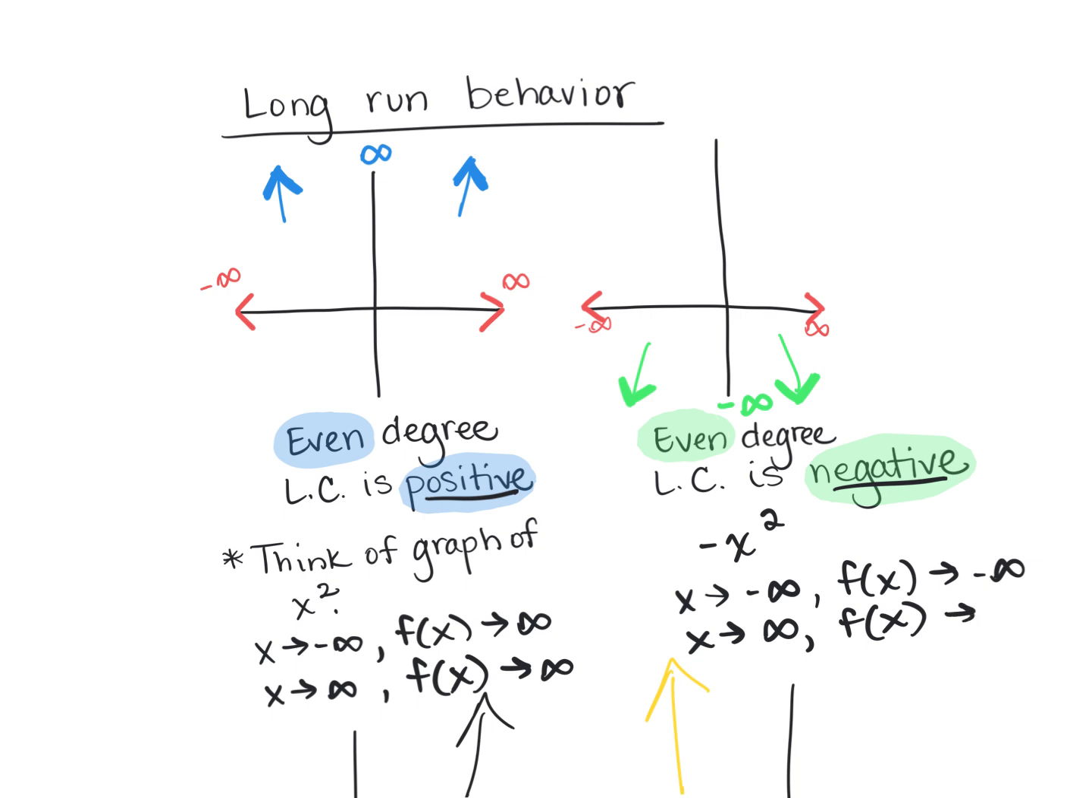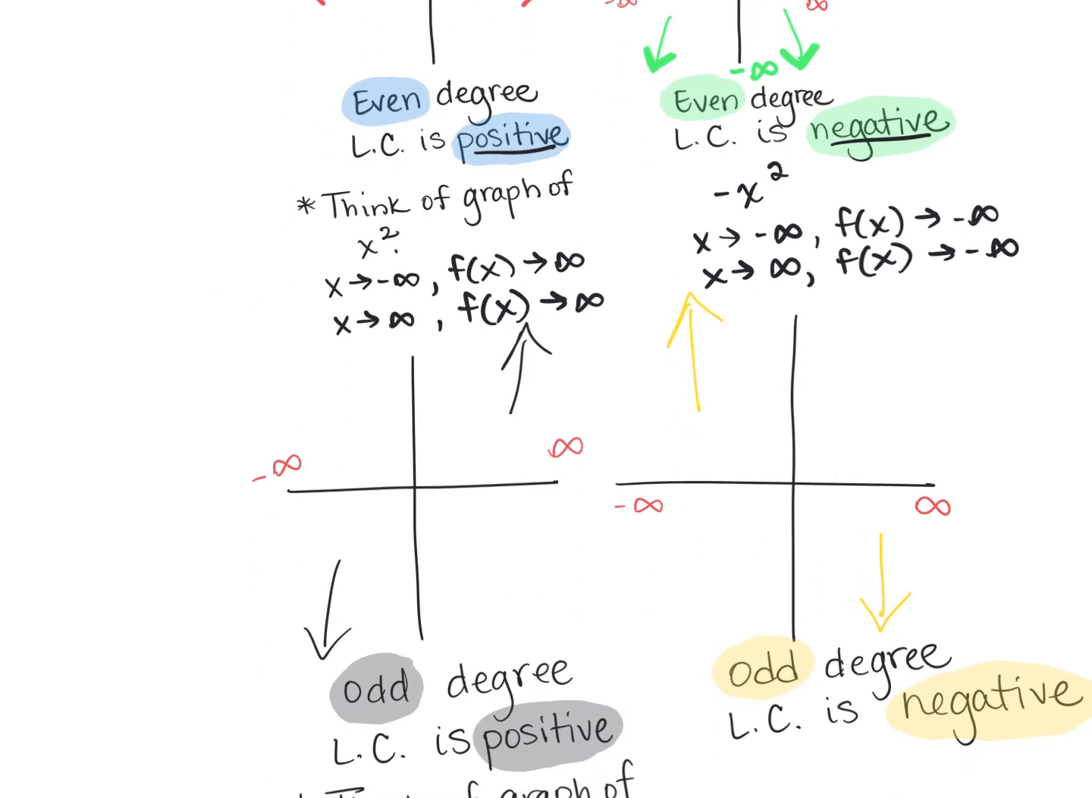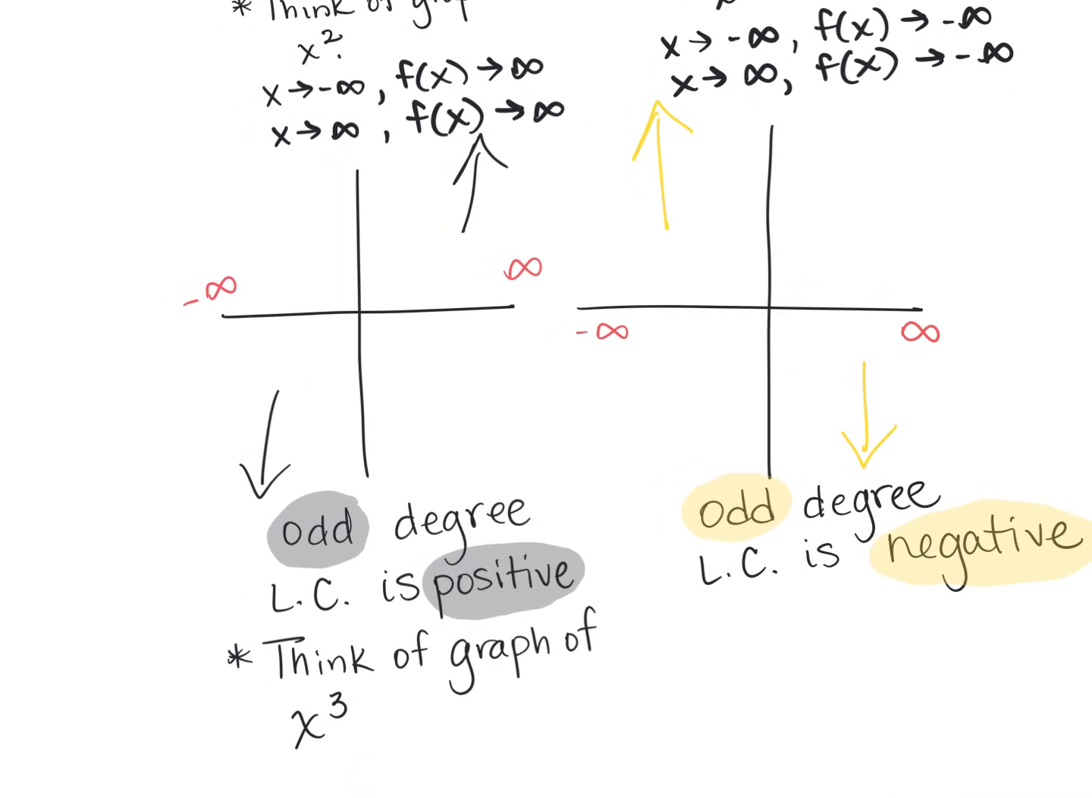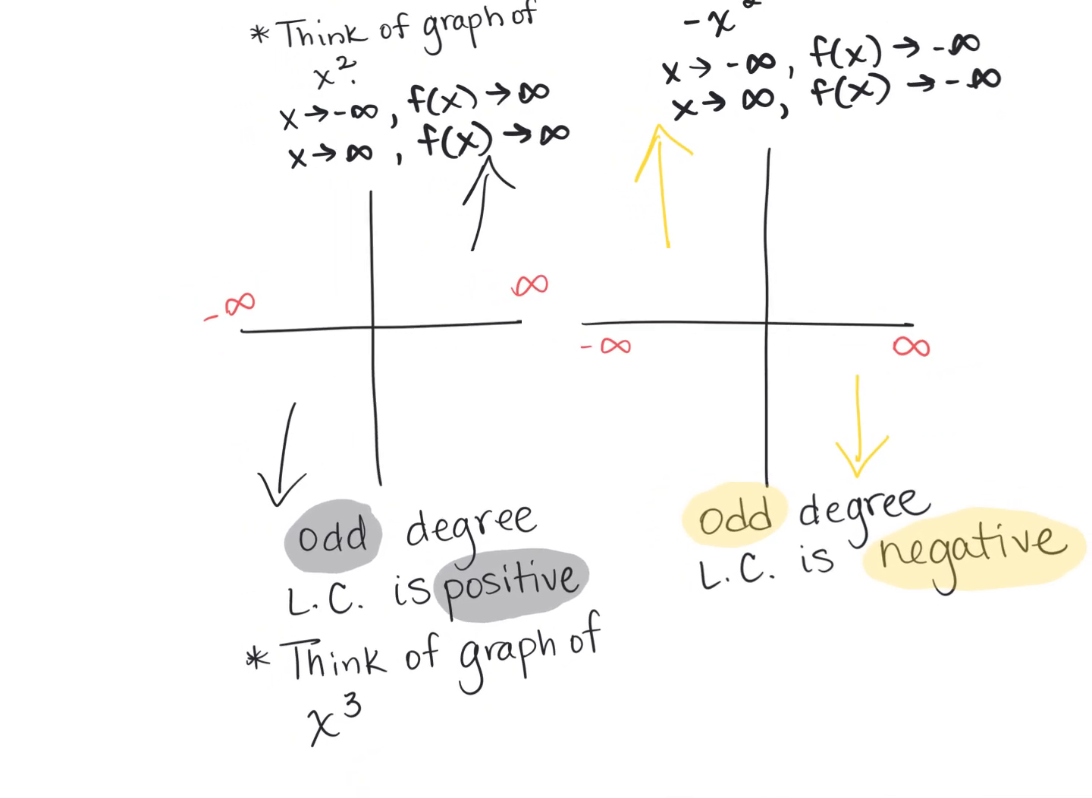And kids will always ask me, well, what's going on in between? Why are we not talking about that? Everything in between is going to be talked about in upcoming sections, but in this one, all it's asking for is long-run behavior. So this just wants to know at the ends, as the x's get exclusively large and exclusively tiny, what does the function do? So these were both even. So if they're even, they go in the same direction. So when I change it and I'm talking about odd, then obviously they're not going to do the same thing.